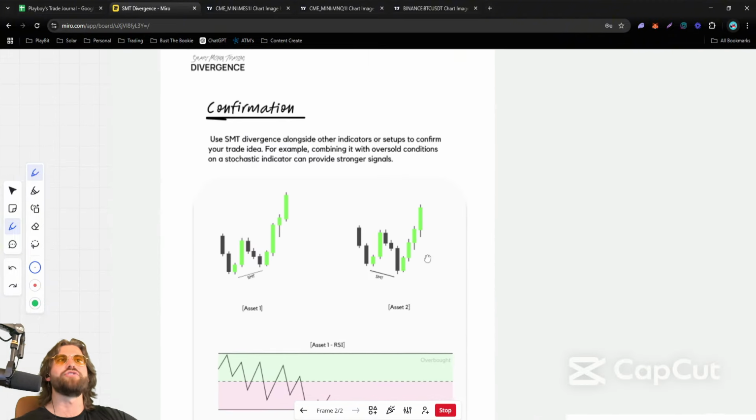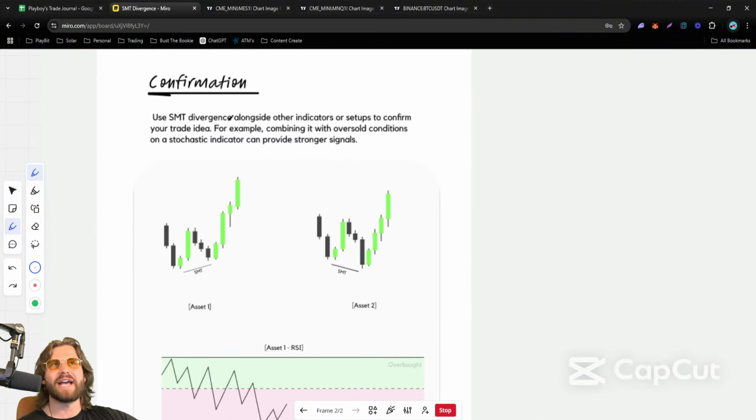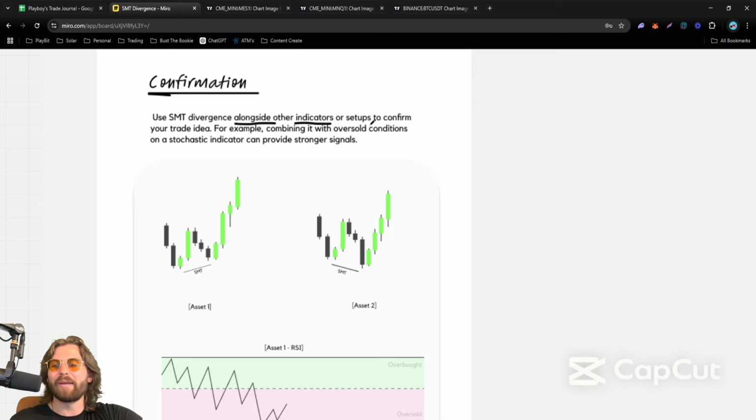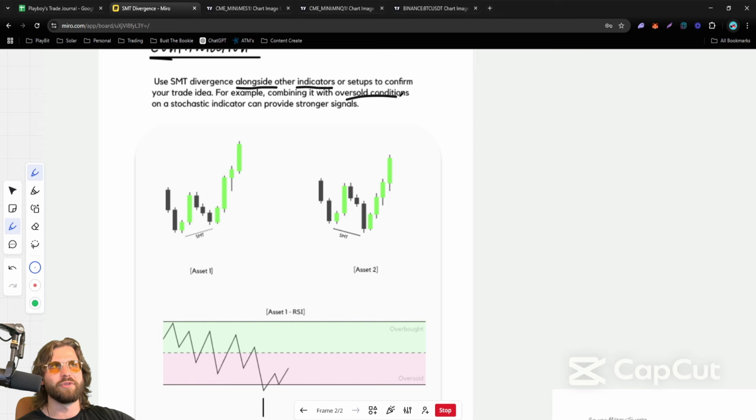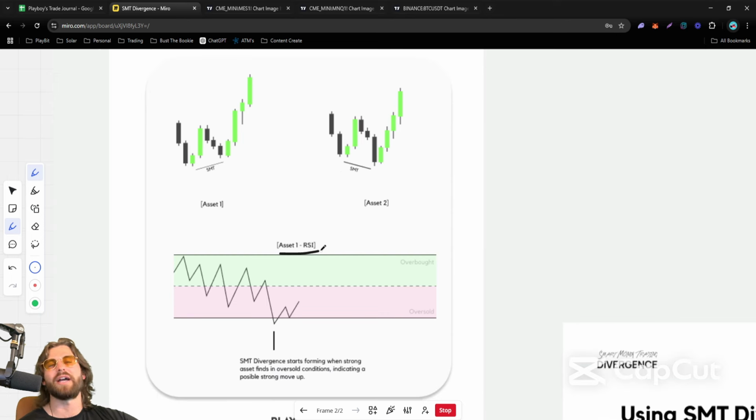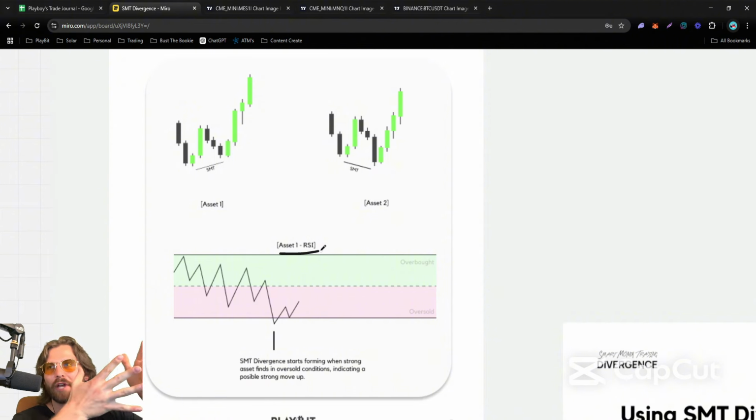Okay, moving on to confirmations, right? Use SMT divergence alongside other indicators or setups to confirm your trade idea. That's what we're looking for here. You can't make money with SMT divergence alone, but if you add something to it, that can also help you understand oversold conditions. Maybe it's an RSI. I don't personally trade RSIs. I don't trade stochastics, but I'm showing you because this is the most retail concept imaginable, which is the RSI.